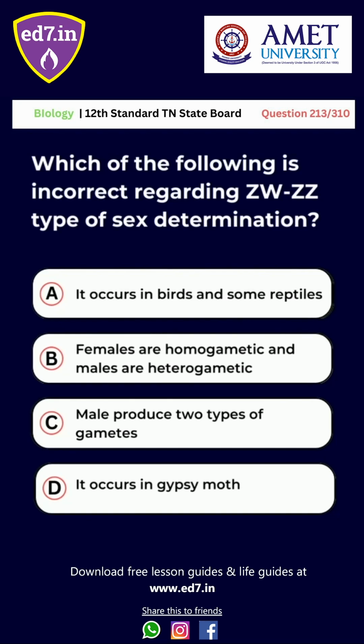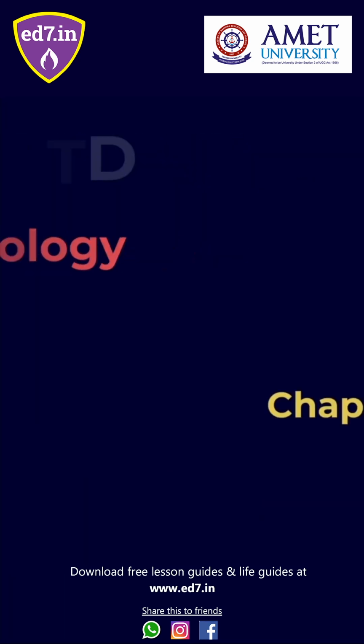Question number 213. Which of the following is incorrect regarding ZW-ZZ type of sex determination? Option A, it occurs in birds and some reptiles. B, females are homogametic and males are heterogametic. C, male produces two types of gametes. E, it occurs in gypsy moth. The right answer is option B, females are homogametic and males are heterogametic.